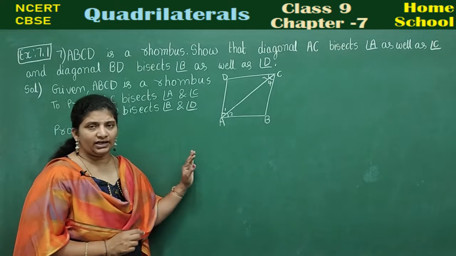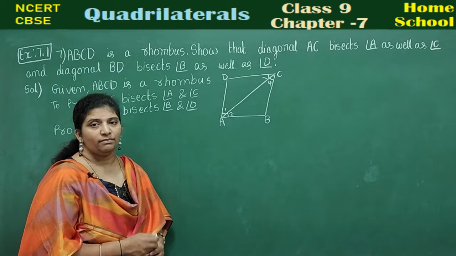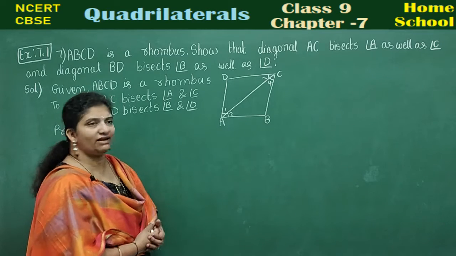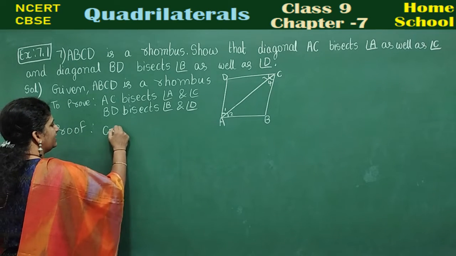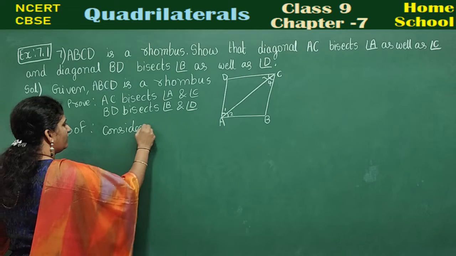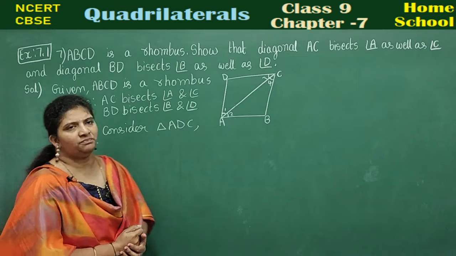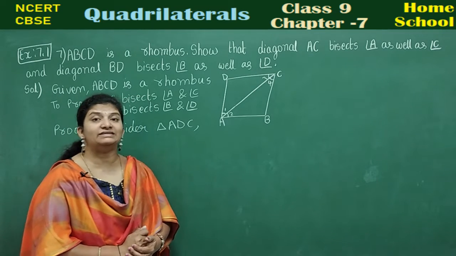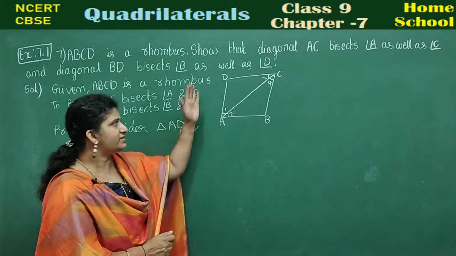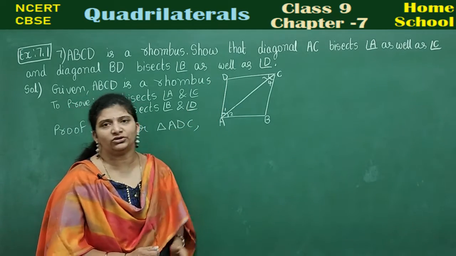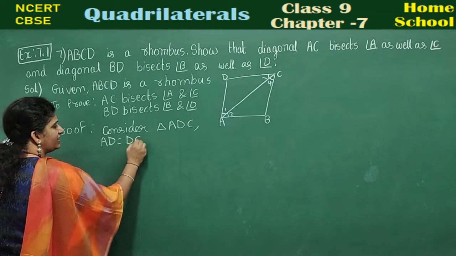Consider any one triangle of your choice. You may take this triangle or this triangle. But choose only one triangle. Which one shall we take? Okay, this triangle ADC. Consider triangle ADC. Observe carefully. What all you remember in a rhombus? Adjacent sides are equal. For a rhombus, adjacent sides in the triangle means AD is equal to DC. Write that one. AD is equal to DC.